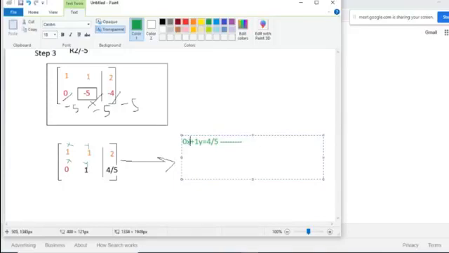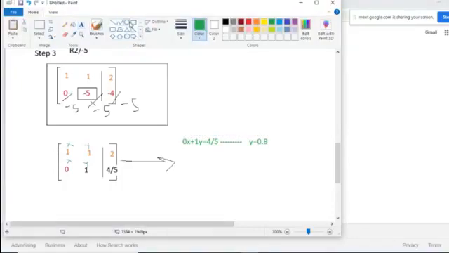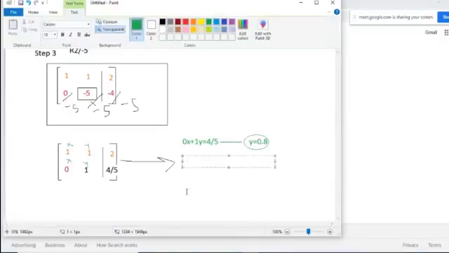0 multiplied by x, it will become 0. That means I will not write x again. And 1 multiplied by y, only y. And as you know, 4 over 5 is only 0.8. Then now I have with me y. Now I have with me y. Correct.